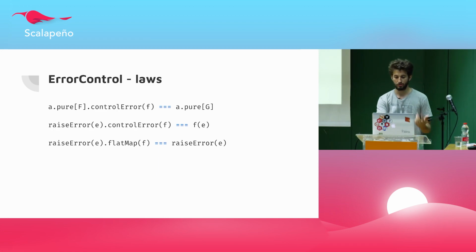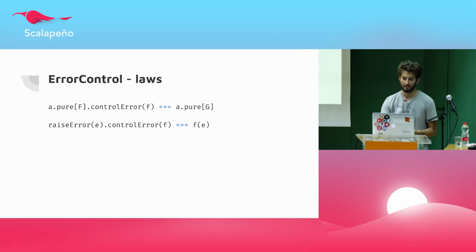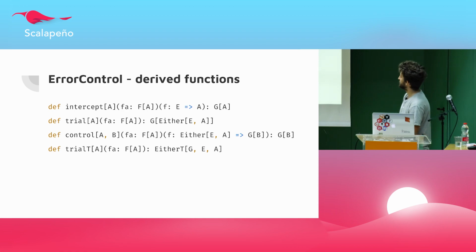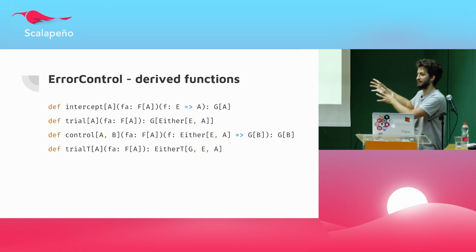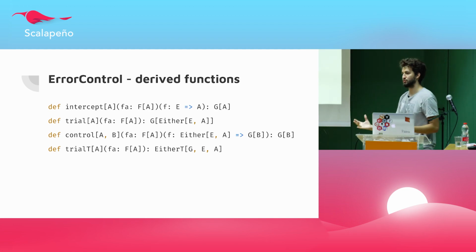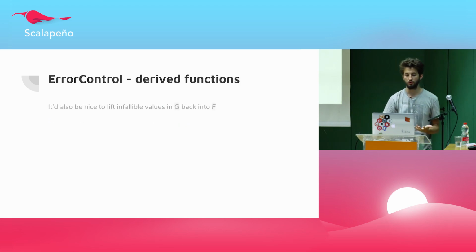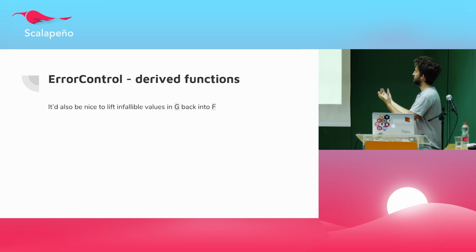Okay, so those are some laws. We can come up with more derived functions. If we look back at the functions here, we can see that almost all of them go from an f of a or an f of something to a g of something, right? So we're handling all of the errors. But sometimes we also want to go in the other way. So it would be really cool if we could lift infallible values of g back into f.